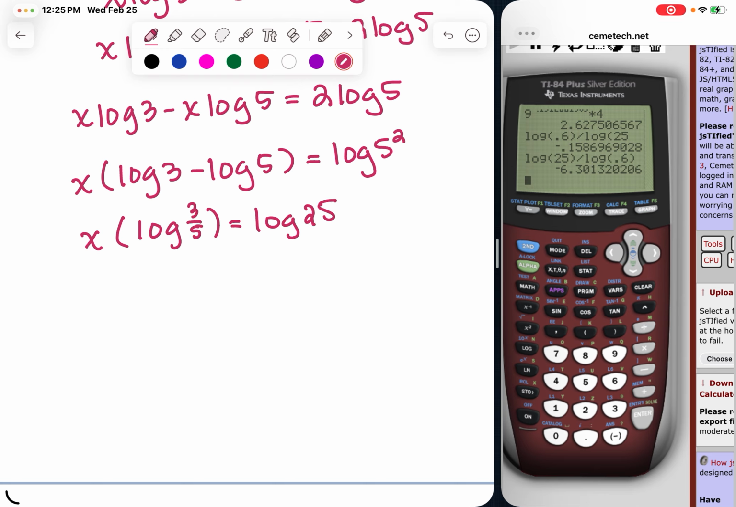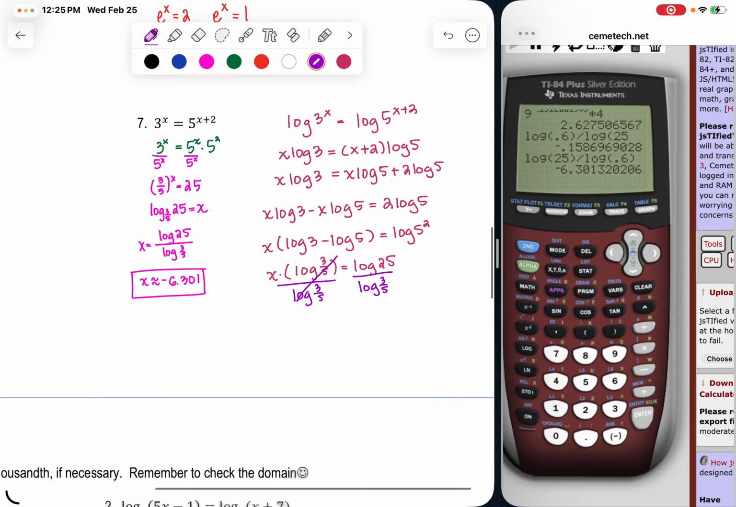Oh my goodness. And then divide both sides by the log of 3/5. Full circle here, all right? And you get x equals that, which, voila. But if you look at the work comparatively, if you can see it as number 7, you should do it.